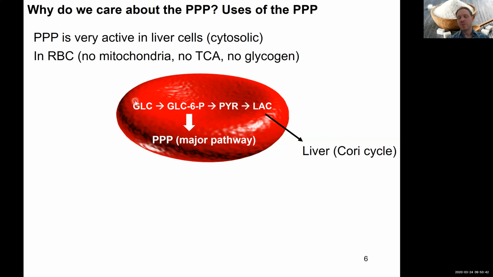But the major pathway here really is that we're using glucose-6-phosphate as a substrate for our PPP, and we'll see why that is in a little bit. So red blood cells really rely heavily on the PPP.